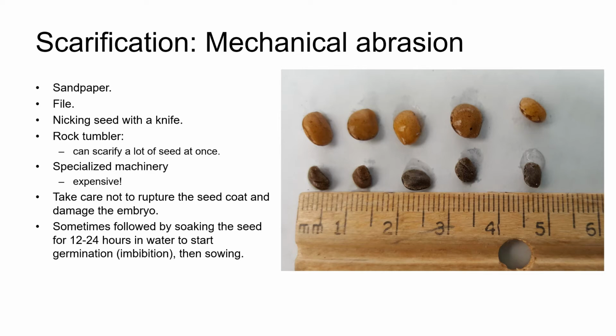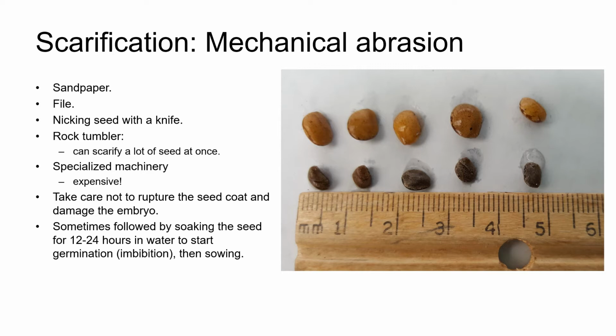Mechanical abrasion involves scratching the hard seed coat deeply enough so that the seed coat is broken and water can enter the seed rapidly. But we need to take care not to shatter the seed completely by applying too much pressure or rupturing the seed coat so deeply that the embryo is damaged. We can use a sharp knife or a file to nick the seed coat of each seed individually, but this is obviously really tedious and time-consuming, so it's not particularly cost-efficient in a commercial nursery.